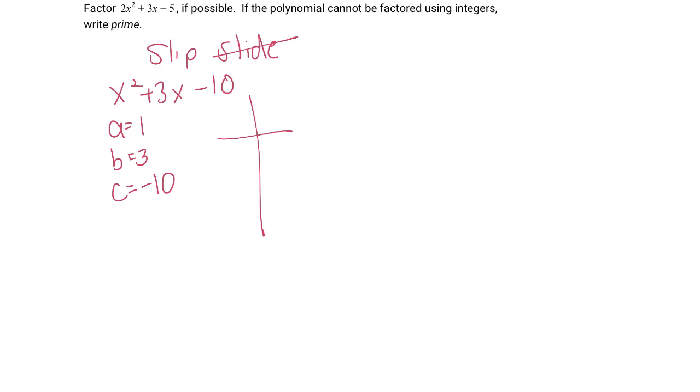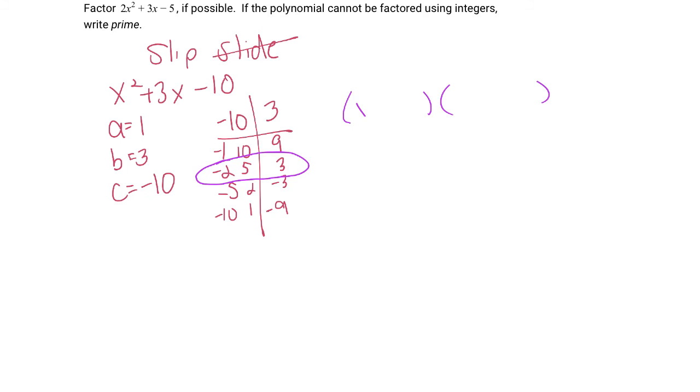Making a table, got negative 10 and 3. That means they're going to have opposite signs on my factors. Negative 1 and 10, negative 2 and 5, negative 5 and 2, negative 10 and 1. Then we add: 9, 3, negative 9. That means our winning set are these right here.